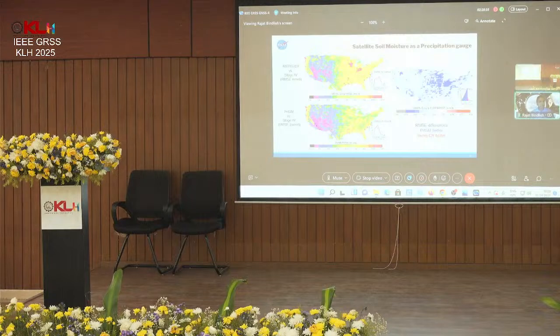And they compared that with IMERG data, which is early release. And early release does not have gauge information assimilated in it. And they showed that satellite soil moisture compares very well with early release. But when they looked at late release, or gauge-corrected, then IMERG tends to do much better as compared to satellite soil moisture. But for early release, satellite soil moisture does a very good job.